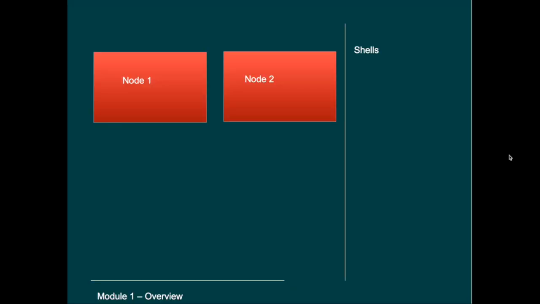The last thing that we will have a look at in this overview is the different shells that you should be aware of before we continue with Module 2. So let's have a look at the different shells that NetApp offers. It's very simple. We have 3 different shells.